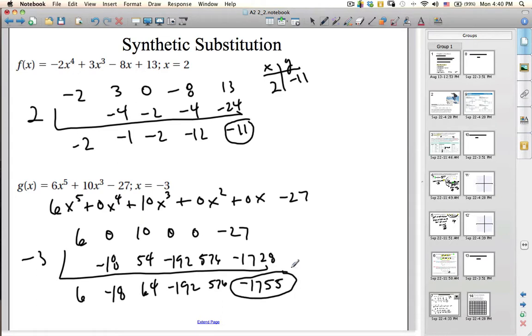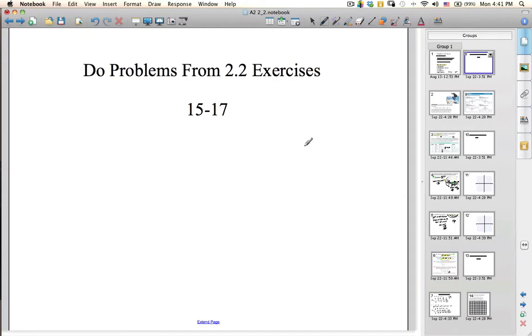Okay, now I don't know about you, but I think it's a lot easier to plug it in this way than actually putting it into a calculator and trying to figure out all these different parts. Okay, so to practice synthetic substitution, go ahead in your book and do problems 15, 16, and 17.